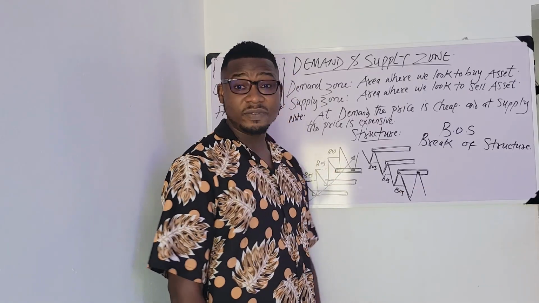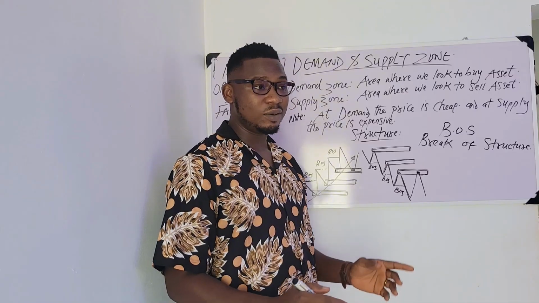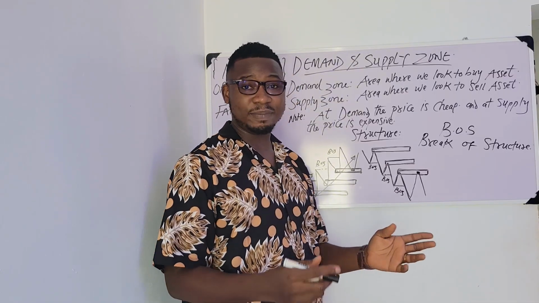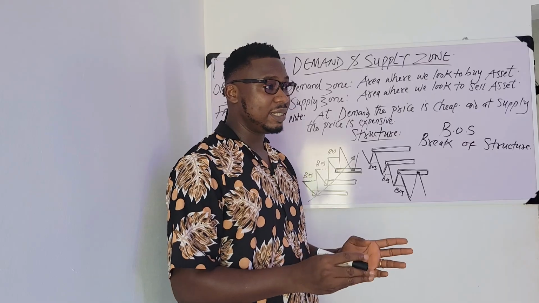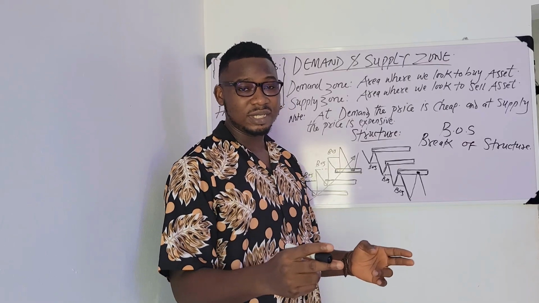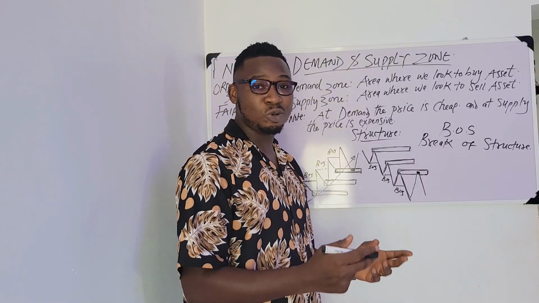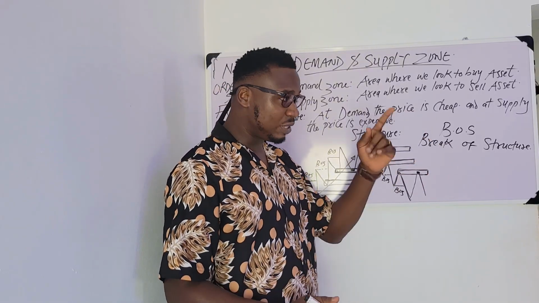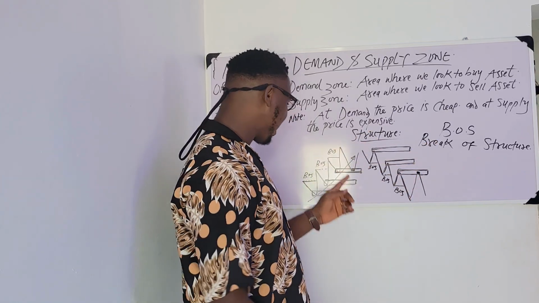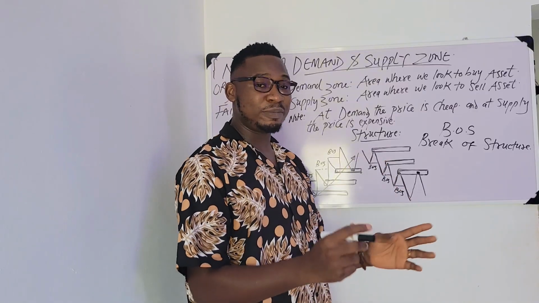In our previous class we discussed market structure, and I told you that market structure is simply the way the market moves. The market moves in a zigzag direction. It doesn't go in a straight line. For example, if the price wants to go to the north, it goes to the north, but moving in a zigzag direction, just like something like this. All right, that is market structure.